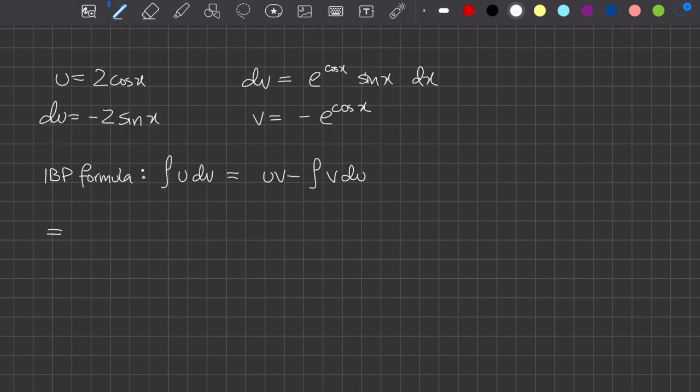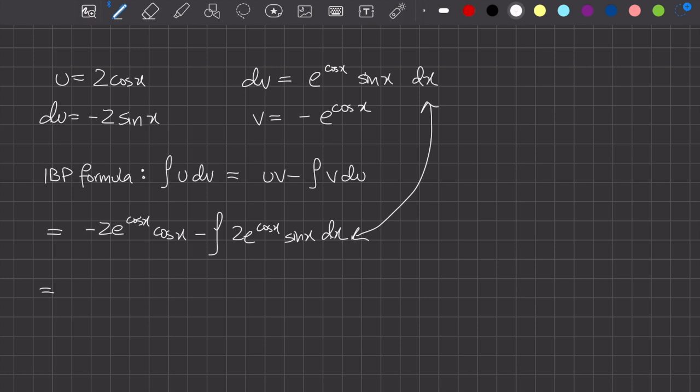Using the integration by parts formula now, we plug in the value of u times v minus the integral of v times du. Wait, another tricky integral? Oh, never mind, I see it. This is the same integral for dv, so we just use that. Good observation, we use that.